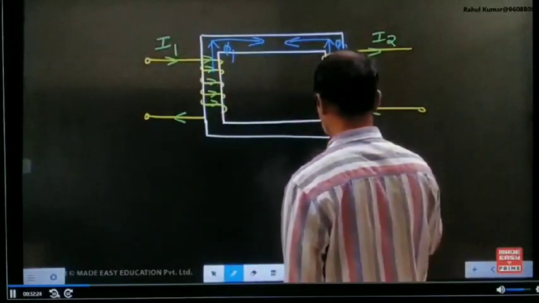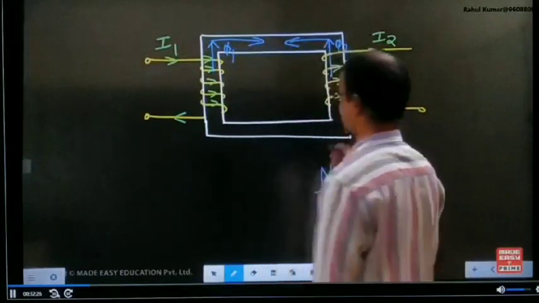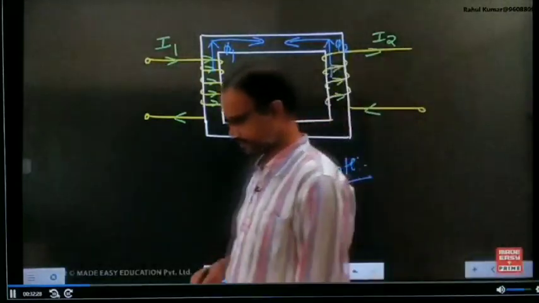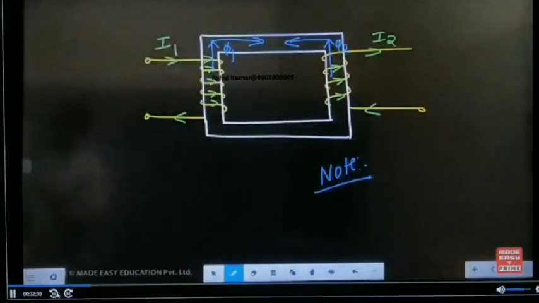First note this one. First draw this figure, then we'll conclude the note. After that we'll explain the dot convention. Somebody asked in the previous slide.